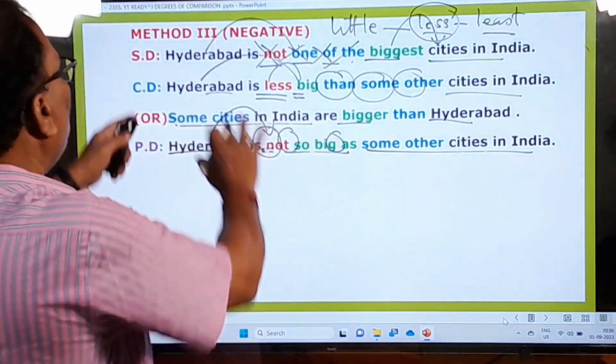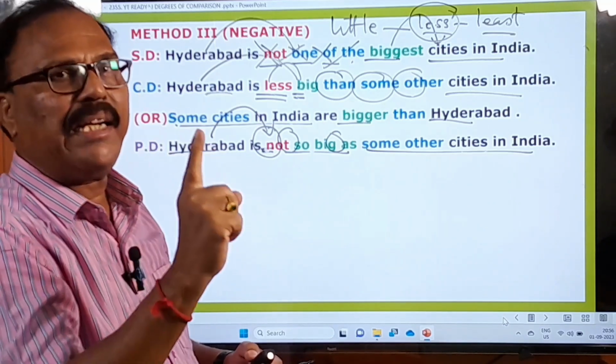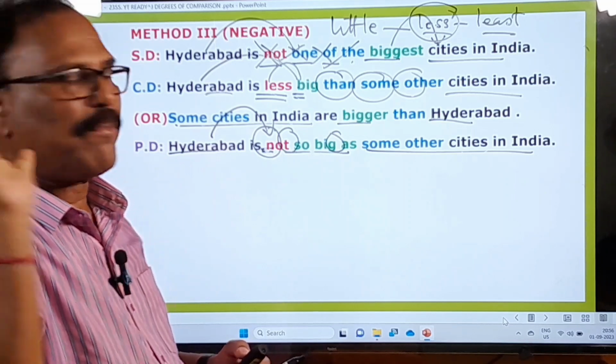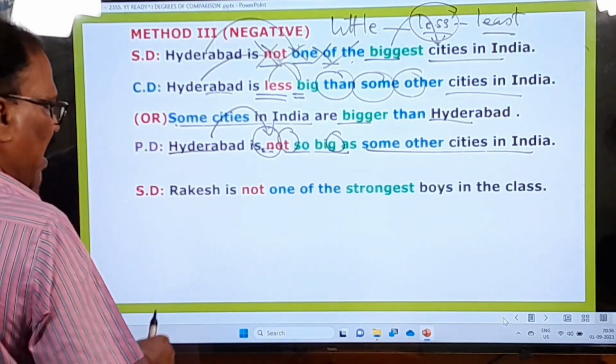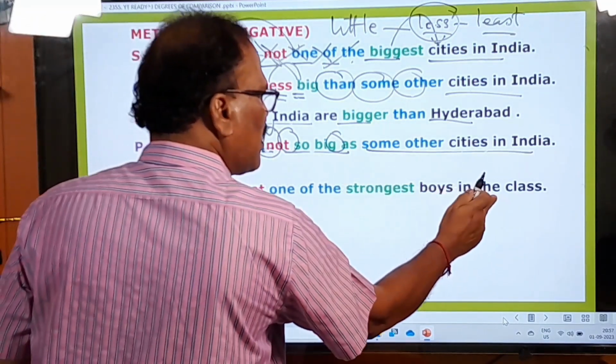So in all these statements, we are expressing only one idea, that Hyderabad is not a big city. That's right. Let us take up one more example, and with this I'll close this. Rakesh is not one of the strongest boys in the class.